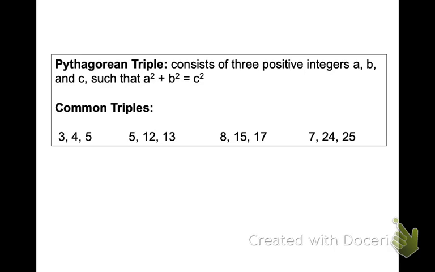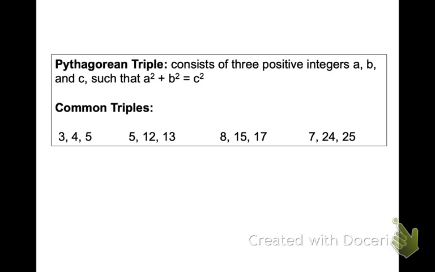Again, if anything, there's one Pythagorean triple that I definitely think you should memorize because it's probably the easiest one. But will you be successful if you don't memorize them? Yes, as long as you've got the Pythagorean theorem down. A Pythagorean triple consists of three positive integers, a, b, and c, such that a squared plus b squared equals c squared.